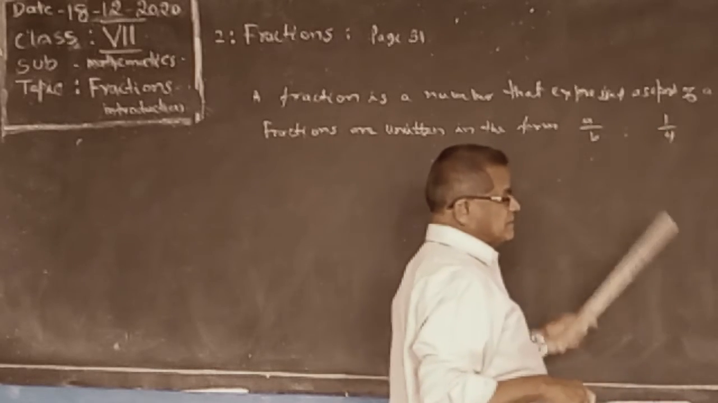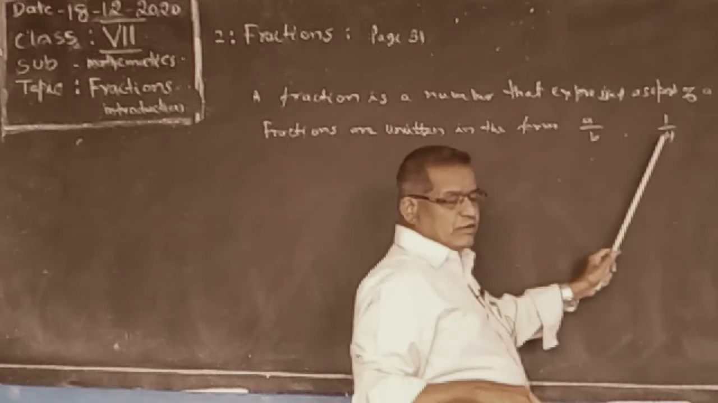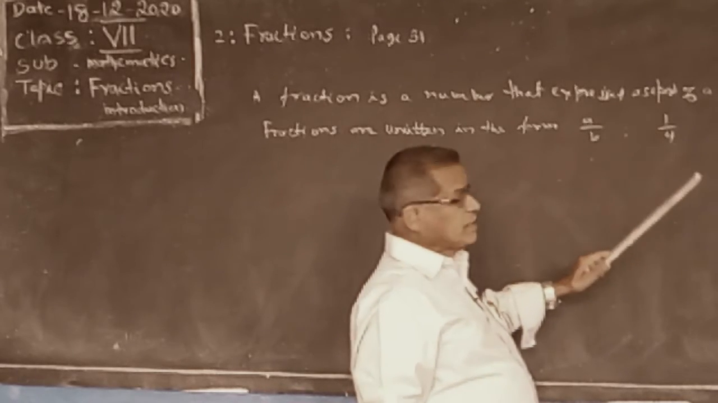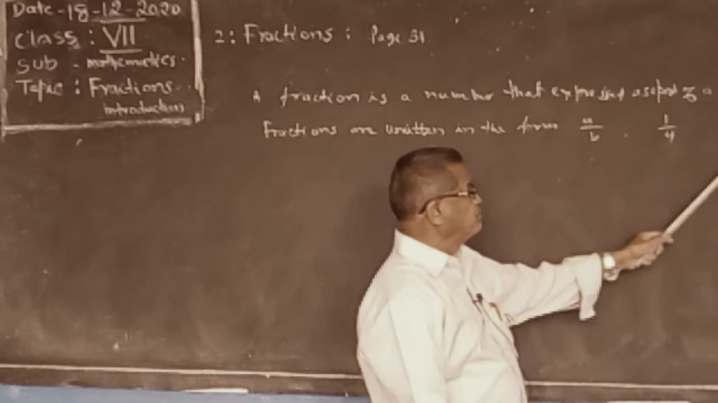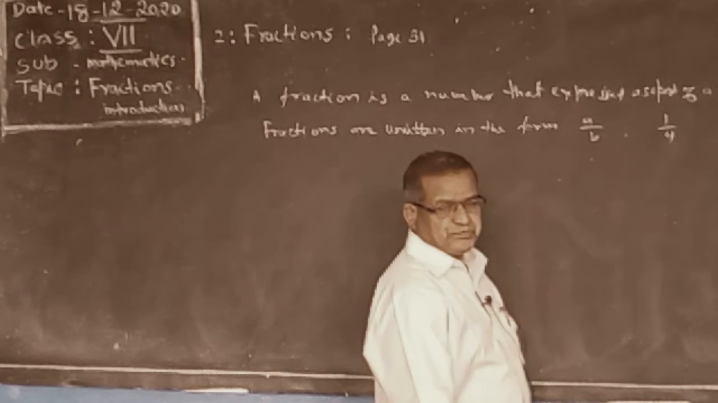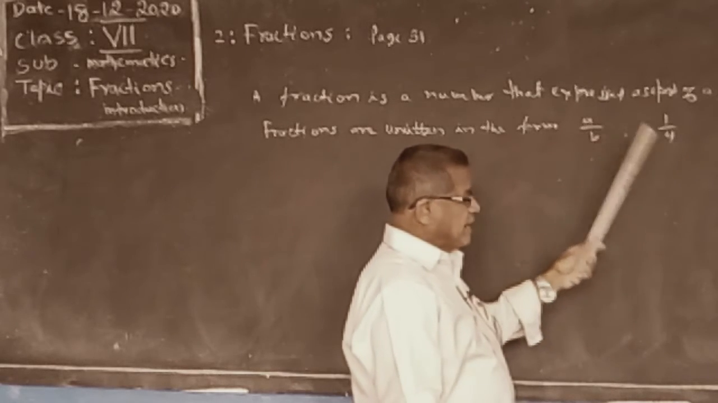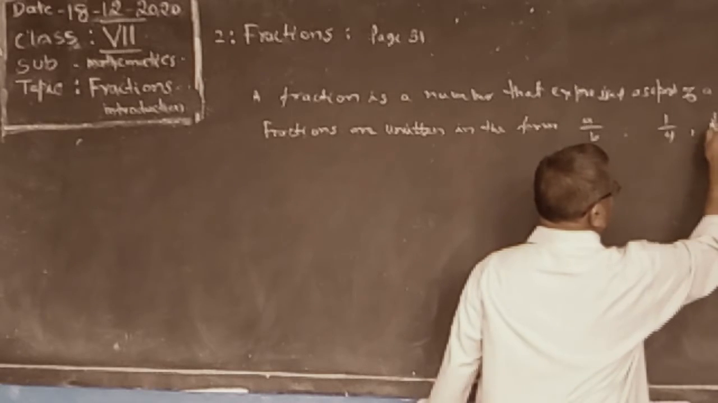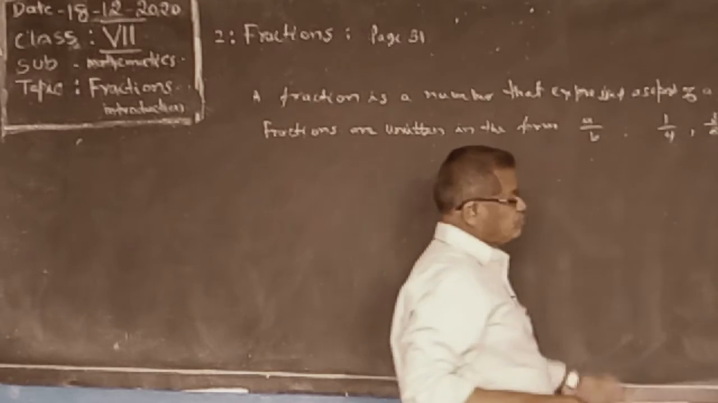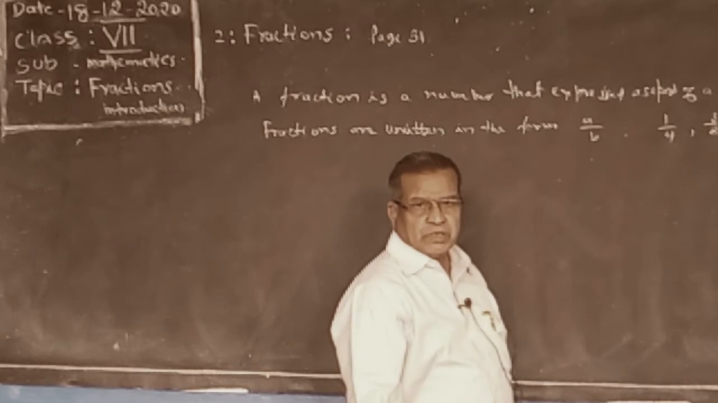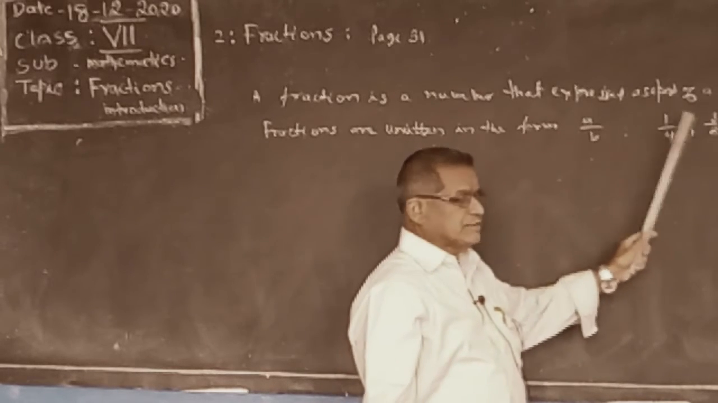1 by 4 means we can understand there are 4 parts in a whole group and we are taking one part. And 3 by 8, what is the meaning of 3 by 8? There are 8 parts in a group, we are taking 3. So this is 3 by 8.